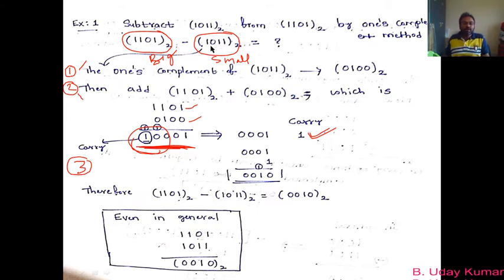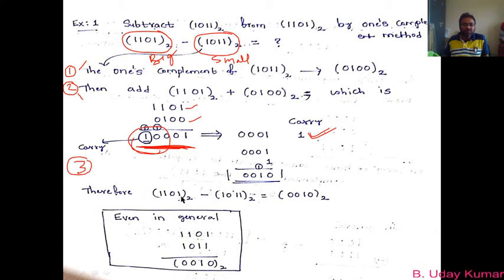So that means if you subtract 1011 from 1101, what is the answer that you are going to get? You are going to get 0010. So this is the binary subtraction using ones complement method. I hope you remember these three steps that you need to follow in order to get the subtraction of one binary number from another by using ones complement method. Anyway, even in general we get the same answer. So please check it out.